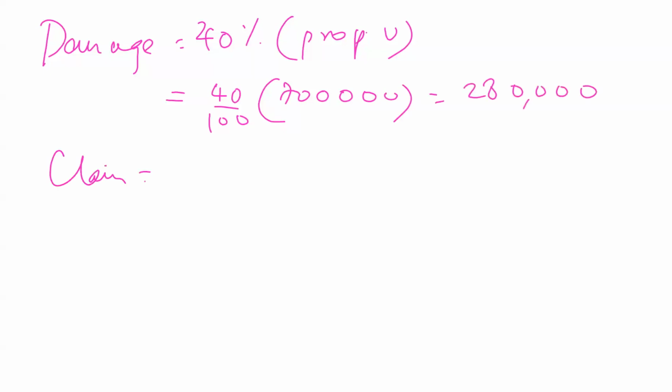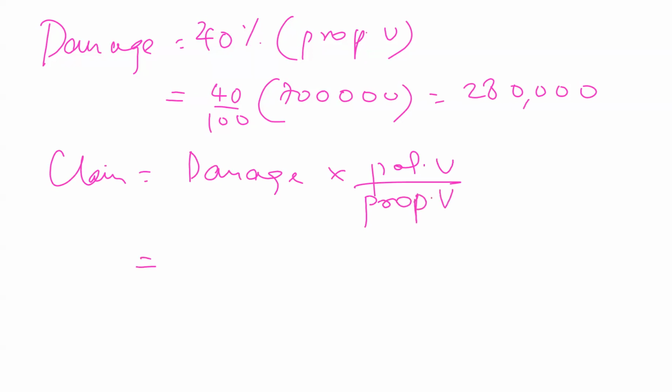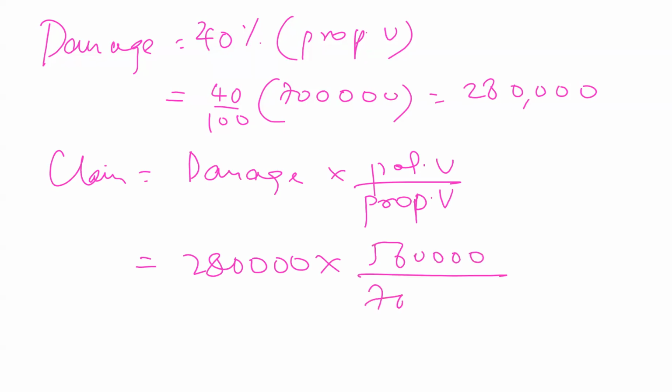Then we'll calculate claim. Claim is equal to damage into policy value upon property value. So damage is 2,80,000. The policy value is 5,60,000. And the property value is 7 lakh. So zeros are cancelled. 7 ones are 7. Fours are. Okay. 2,24,000 is the value of the claim.